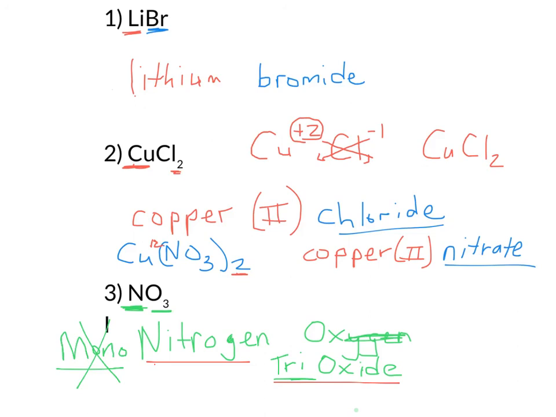So the big key thing is to keep them separate, understand when we need to use the ion sheet for those metals and nonmetals, and also when we have to use these prefixes. Don't start mixing those two together. Hopefully this was helpful.